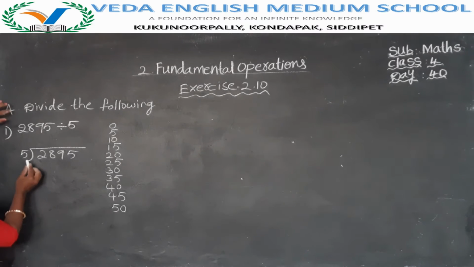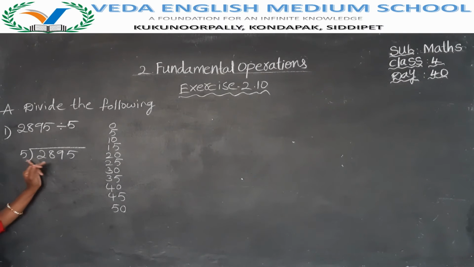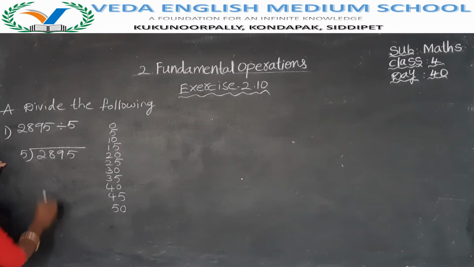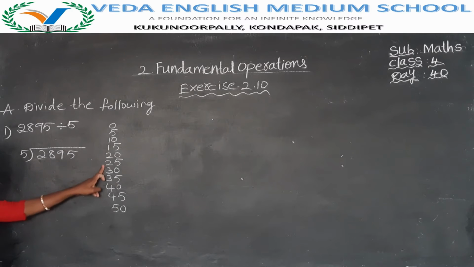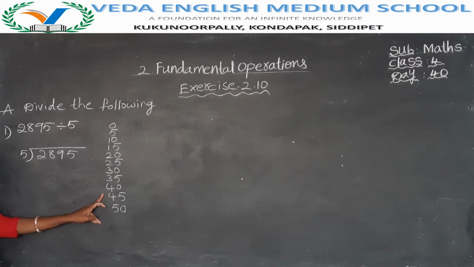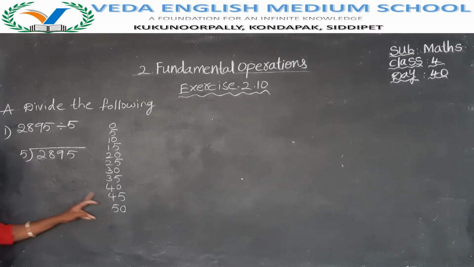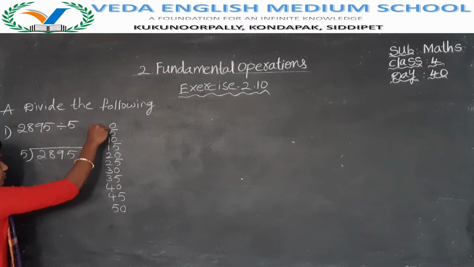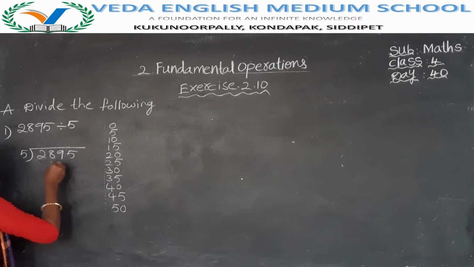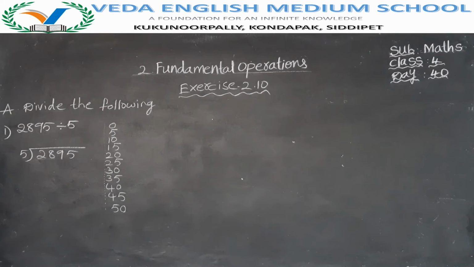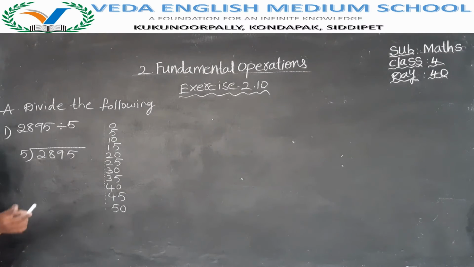Now come to the division. If the dividend is smaller than the divisor, we have to choose two numbers. Now take 28. Is there 28 in 5 table? No, not there. If 28 is not there, then we have to choose a number smaller than 28 in 5 table, which is nearest to 28. The number should be smaller than 28 and nearest to 28.